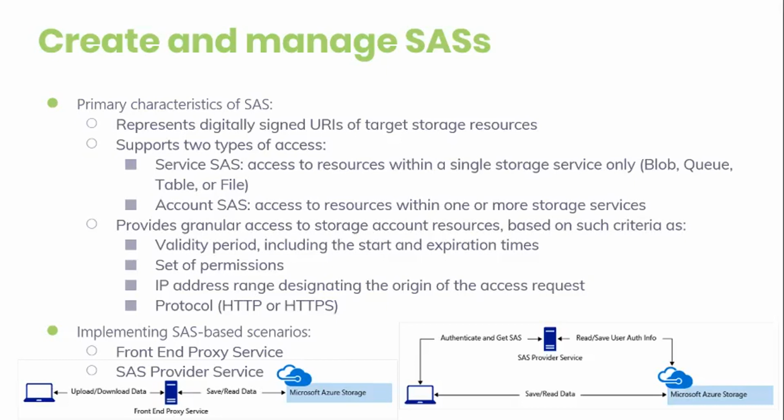In the second pattern, a lightweight service authenticates the client as needed and then generates an SAS. After the client receives the SAS, they can access storage account resources directly using the permissions defined by the SAS and the interval allowed by the SAS. The SAS mitigates the need for routing all data through the front-end proxy service.